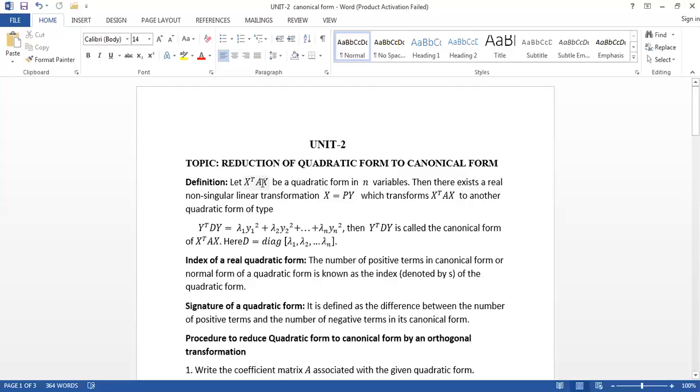And remember, in x transpose Ax, A is a symmetric matrix, right? So if we substitute x equals Py, we will get another quadratic form. If that quadratic form is in the form of a sum of squares, then it is a canonical form, right? Let x transpose Ax be a quadratic form in n variables. Then there exists a real non-singular linear transformation x equals Py, which transforms x transpose Ax to another quadratic form of type y transpose Dy equals lambda 1 y1 square plus lambda 2 y2 square plus and so on lambda n yn square. Then y transpose Dy is called the canonical form of x transpose Ax.